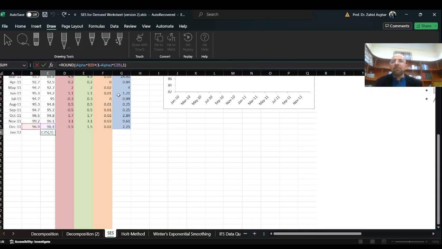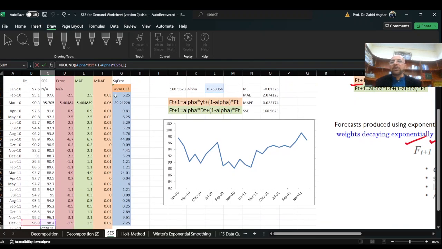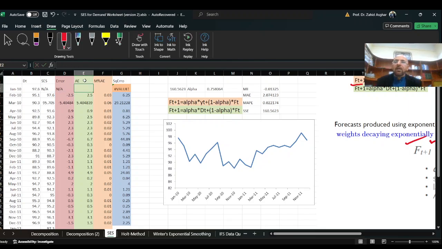Now, what should be the value of alpha? That's the point. In this case, I am taking the forecast error, B3 minus the forecast value, B4 minus the forecast value. Now I am taking the absolute error, and this is my percentage error. What is percentage error? The absolute error out of the actual, expressed as a percentage. And this is the sum of squares of errors.